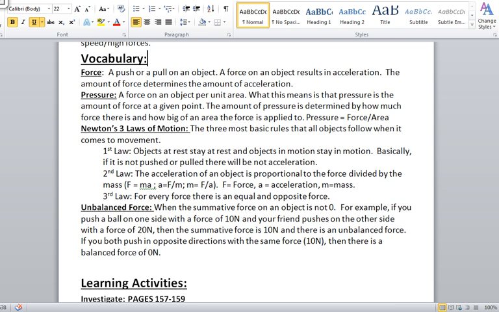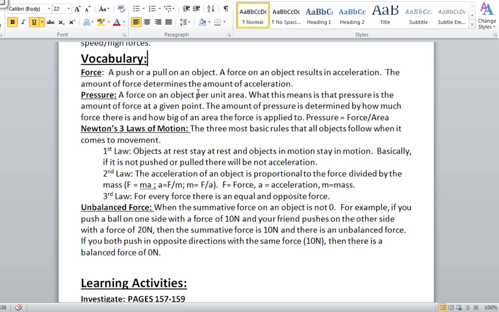Alright, so here's your vocab. You have force, pressure, Newton's 3 laws, and unbalanced force. So force is pretty much just a push or a pull. If you push on something or pull on something, it's a force. Another example would be if you have 2 asteroids in space and they crash into each other, they are putting a force onto each other because they are both pushing on each other, no matter how short of a time the push is.